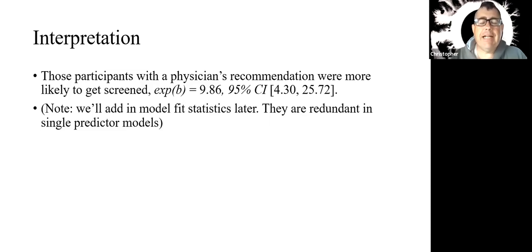Notice here the APA style, and I changed this from a few seconds ago. The correct notation here is EXP-B. That's the exponentiated B. That means the odds, 9.86. And then I've got the confidence interval listed there, going from 4.3 to 25 and change. Later on, in terms of presentation, we'll add model fit statistics. Those would usually be here. I don't have them in this case because model fit statistics are redundant in these single predictor models, not particularly useful. So we'll see how to present those later.